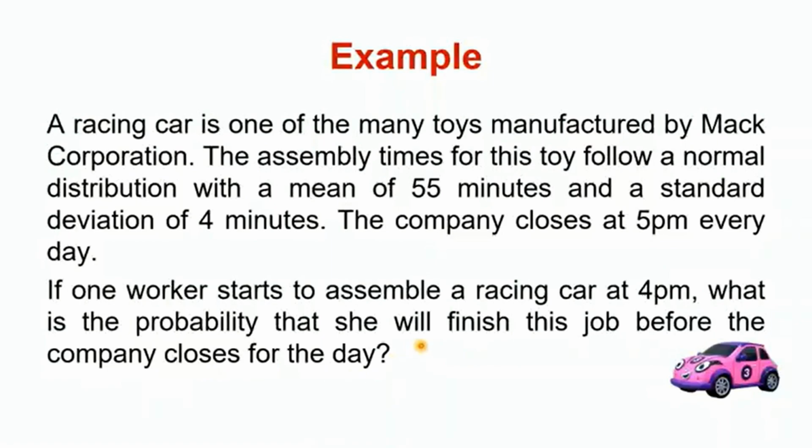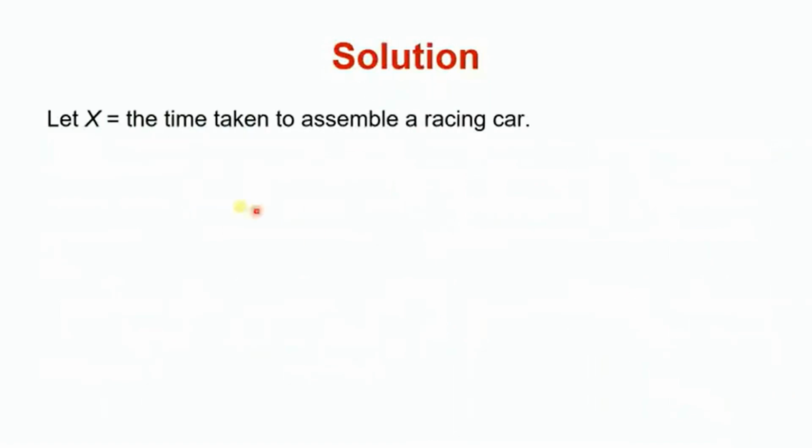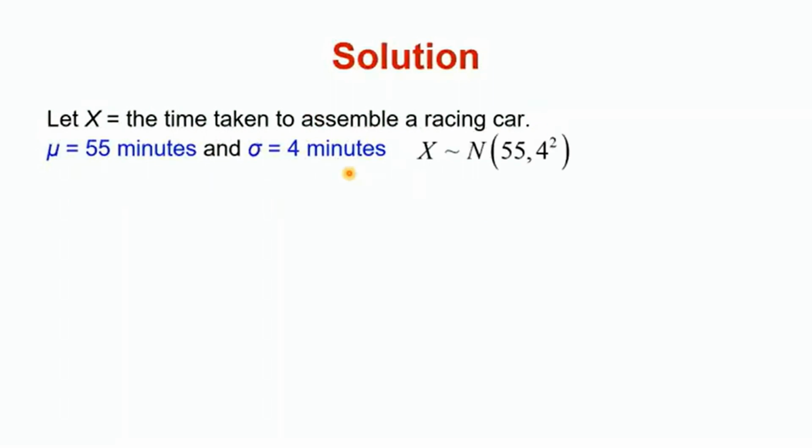It means 4 p.m. to 5 p.m., when the company will close. This will be 1 hour. So she needs to finish this in less than 60 minutes, because she has only 60 minutes. X is the time taken to assemble a racing car, the mean is 55 minutes and the standard deviation is 4, and X belongs to the normal distribution with this mean and variance.